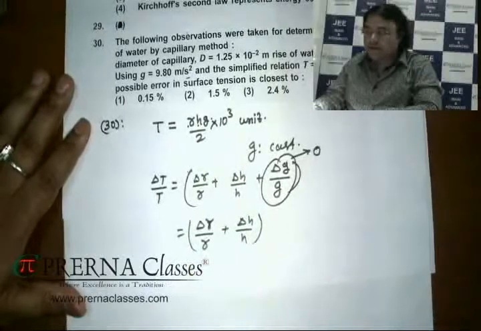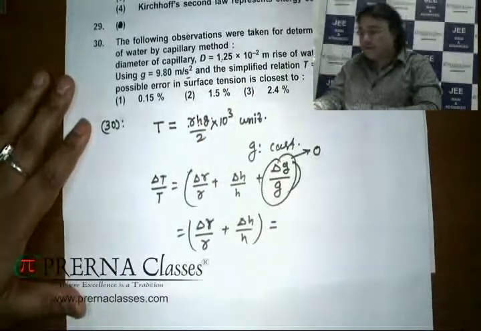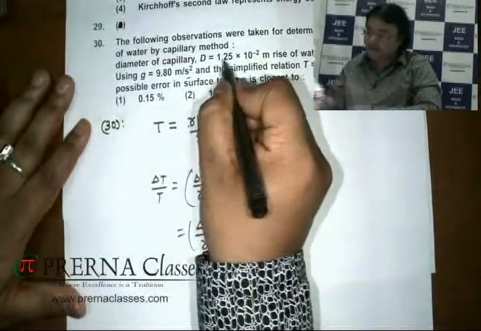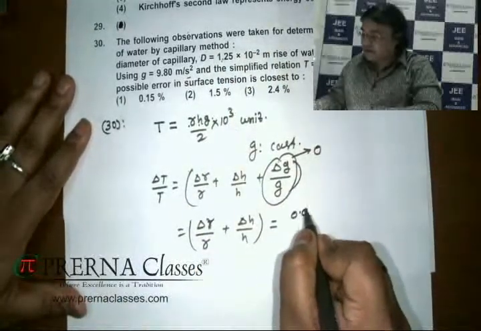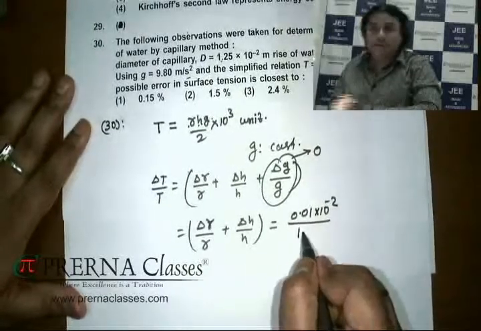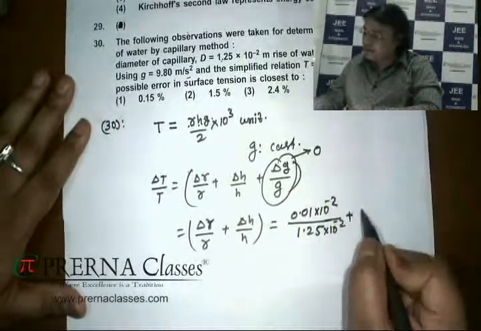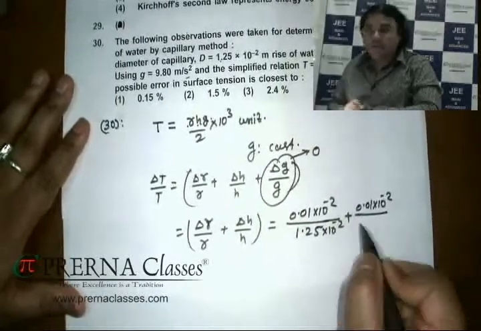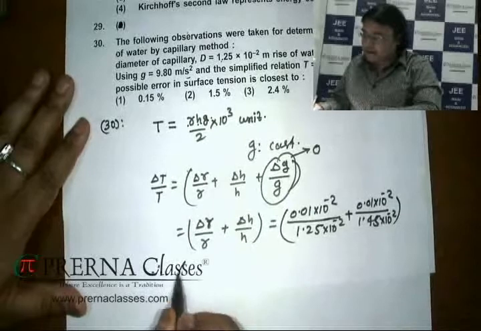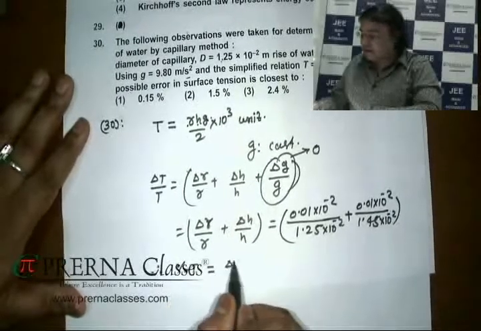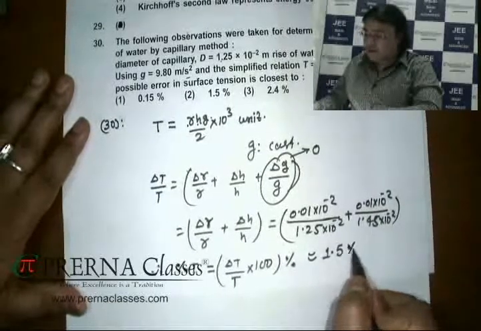Now look here, the diameter is given as 1.25 into 10 to the power minus 2 meter. So the digit after the decimal is the significant quantity, with the power. So delta R will be 0.01 into 10 to the power minus 2 and the expression of R is 1.25 into 10 to the power minus 2, plus delta H again, 0.01 into 10 to the power minus 2 divided by 1.45 into 10 to the power minus 2. So what will be the percent error in surface tension? Percent error in surface tension is delta T by T into 100%. It is nearly equal to 1.5%. So the correct option is option 2.